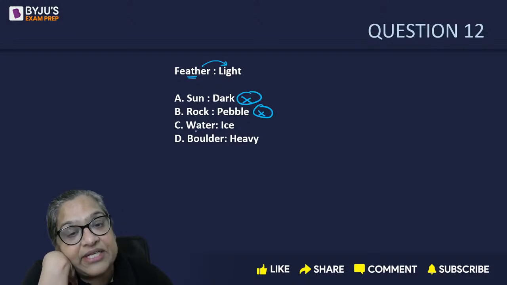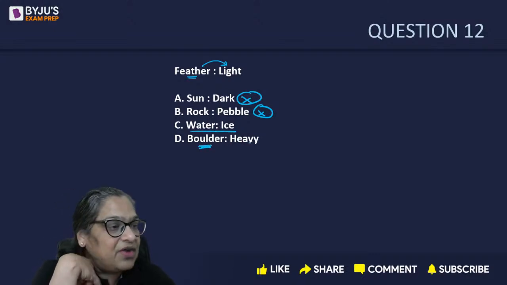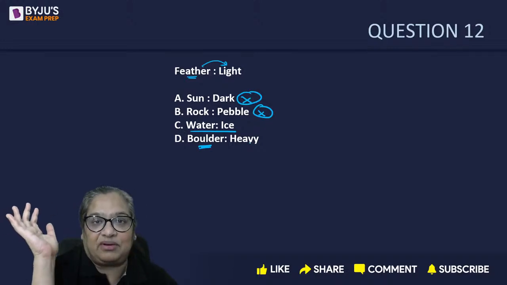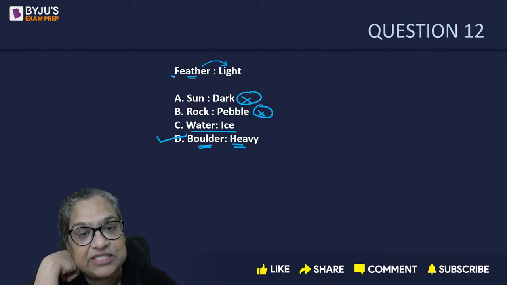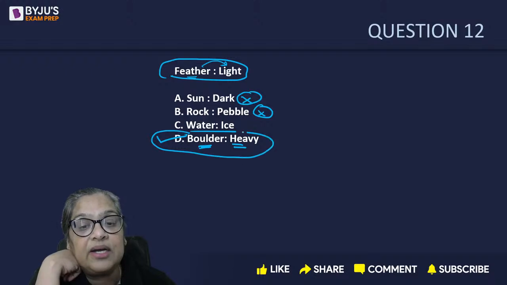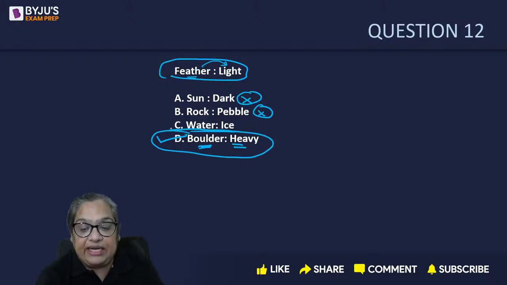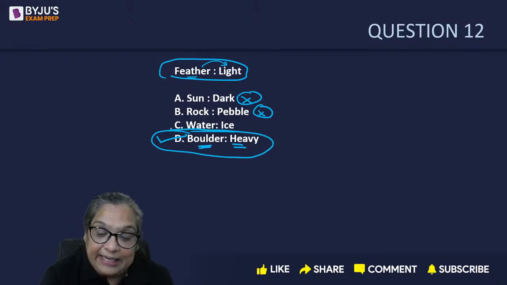Water is to ice. There are two states of water. Boulder. I don't know what the Hindi word for boulder is. Bahut bada sa pathar. That's called a boulder. It is heavy. Therefore, yes, just as a feather is light or cotton is light, a boulder is heavy. Therefore, the correct answer is option D.